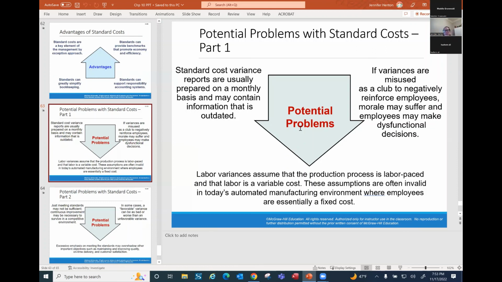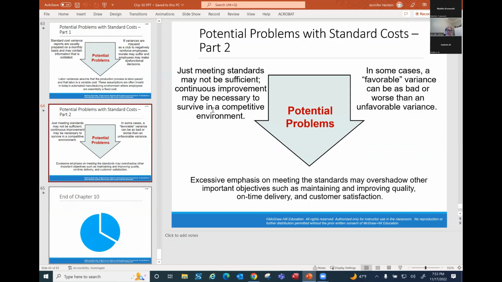And then we have labor variances. Assume that the production process is labor paced and that the labor is a variable cost. These assumptions are often invalid in today's automated manufacturing environment, where employees are essentially a fixed cost. Okay, and then just meeting the standards may not be sufficient. Continuous improvement may be necessary to survive in a competitive environment. And in some cases, a favorable variance can be as bad or worse than an unfavorable variance.